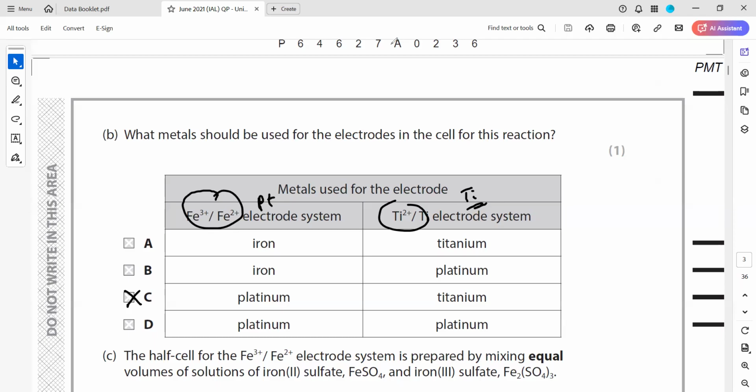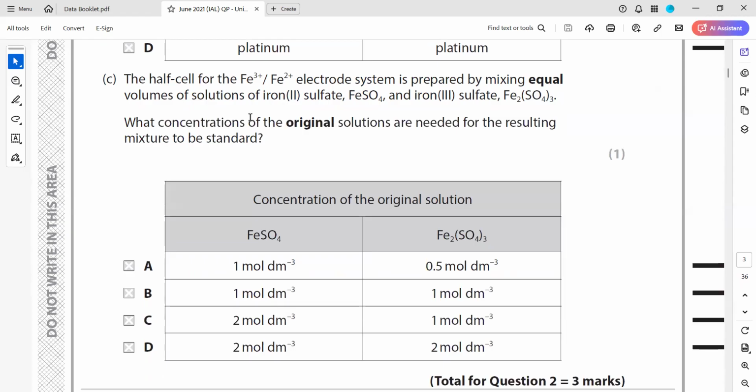right answer. The half cell for the iron 3 to iron 2 electrode system is prepared by mixing equal volumes of the solutions of iron 3 sulfate and iron 2 sulfate. What concentration of the original solution is needed? Whenever we start a reaction, we want the same number of moles, or equal concentration, equal volumes of solution are used. So we want the same number of moles for iron 3 and iron 2.